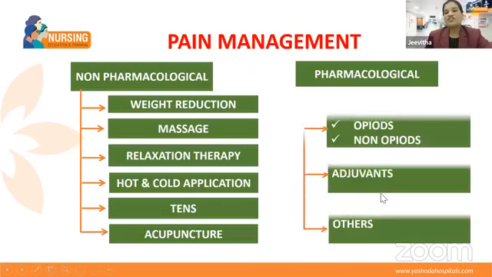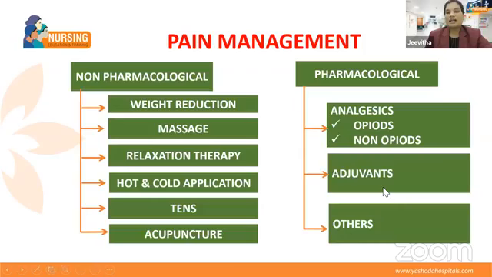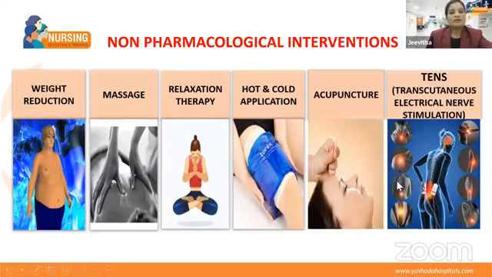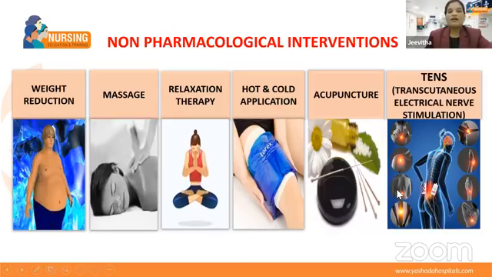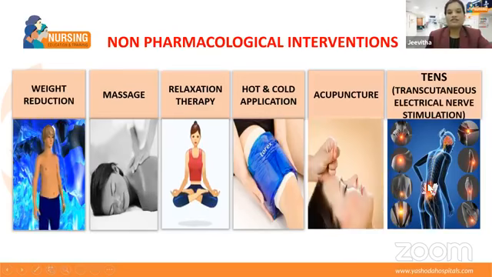Pharmacological management is divided into analgesics, adjuvants, and others. The analgesics, we all know, because as nurses most of the time we see analgesics prescribed for the patient to manage pain. Those are again classified into opioids and non-opioids. Adjuvants, rather than analgesics, are a supportive treatment to the pharmacological, and others include regional anesthesia, which we'll discuss in further slides. The non-pharmacological methods, as I mentioned, like weight reduction, are techniques used to reduce the pain rather than using pharmacological medications.